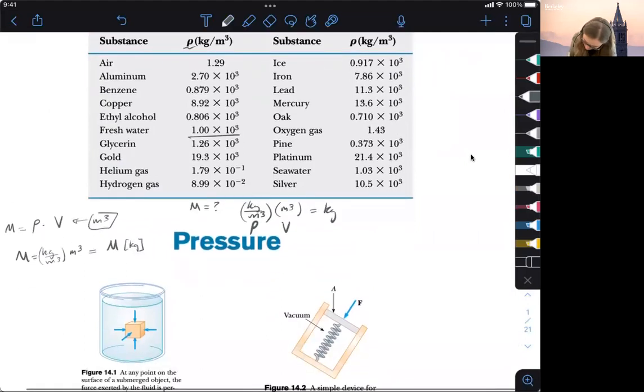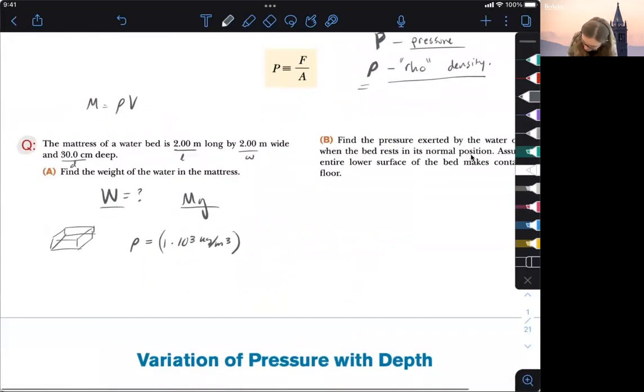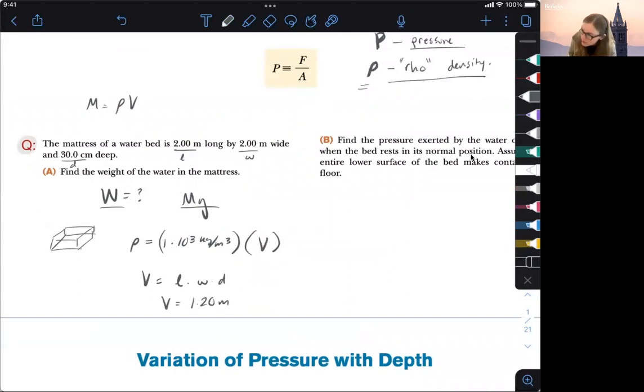Just 1 times 10 to the third. Okay, so 1 times 10 to the third kilograms per meter cubed for our density. But we want mass, so we're going to multiply it by the volume. Our volume is going to be length times width times depth, and that's going to come out to be 1.20 meters cubed, because our length is equal to 2 meters, our width is equal to 2 meters, and our depth is equal to 0.3 meters.